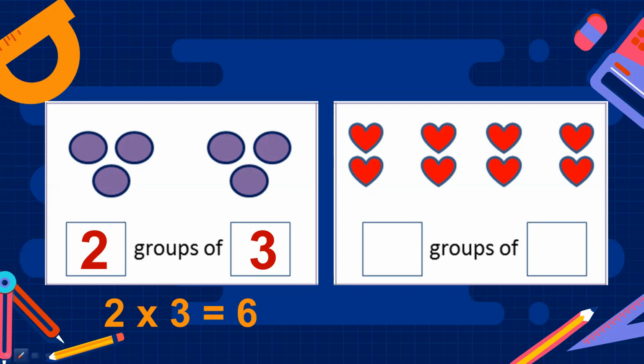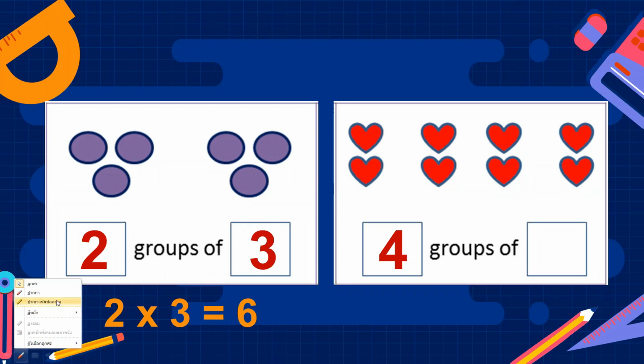Okay, another example, we have how many groups of hearts are there? How many groups? Okay, so let us count together. We have 1, 2, 3, 4. So we have 4 groups of, now how many hearts in each group?